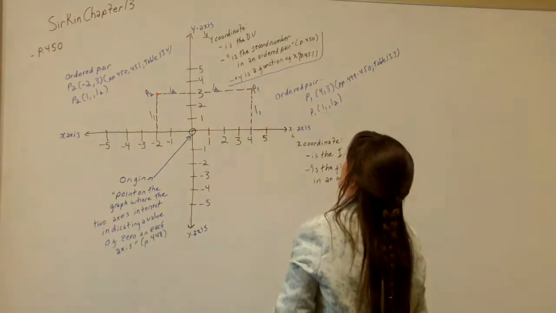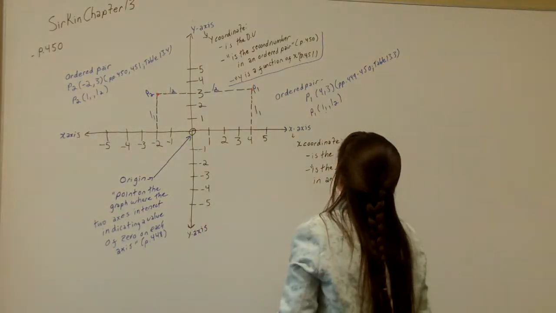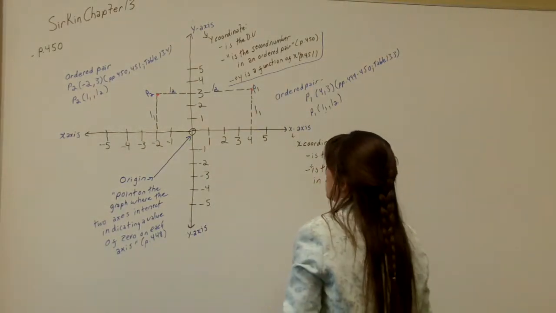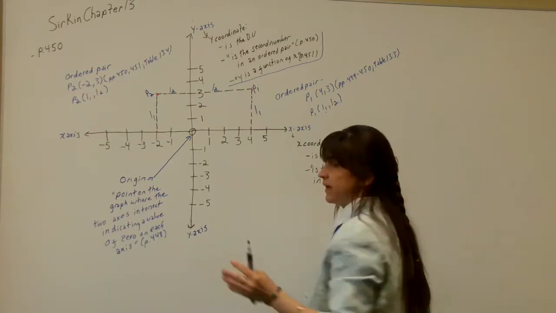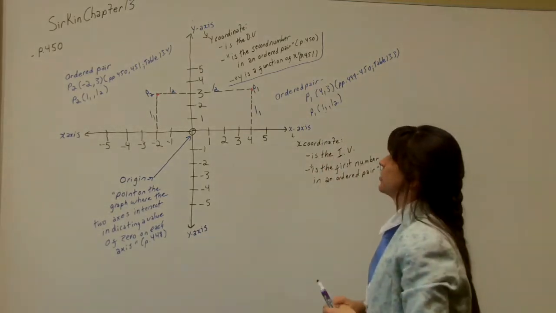Y coordinates. So this is just a basic explanation to get you started to understand the table in Sirkin Chapter 13.